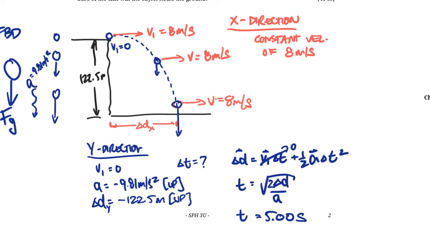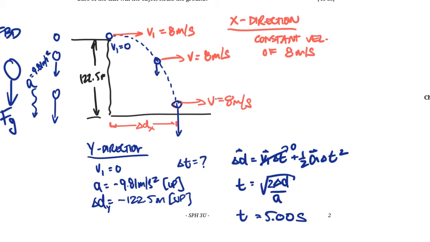So that 5 seconds we can now use, because we know that it traveled horizontally for 5 seconds as well as vertically for 5 seconds, right? Because it hits the ground in the vertical direction at the same time it does in the horizontal direction. So in the x direction, we know that it travels for 5 seconds.